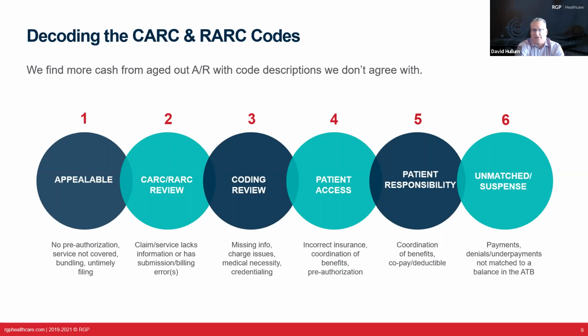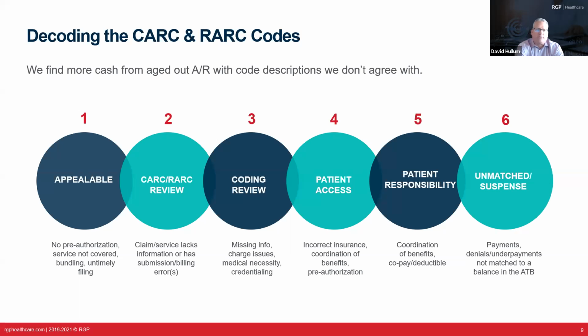Ultimately, what we want to do is identify the ones through this process that are going to go to appealable, and that's where we're going to move them to, follow up on, and get the money. So appealable is anything that we've already identified, straight off the face of the analysis, as something we want to talk to the payer about to try to get them to pay. But the other five, from claim, coding, patient access, patient responsibility, and unmatched, can all move into appealable or between one another as we start to work through the data, okay?